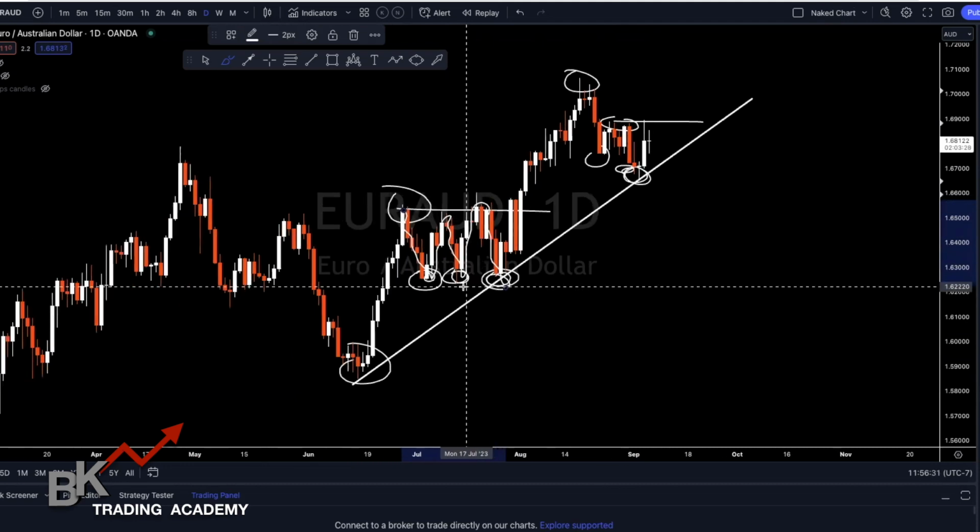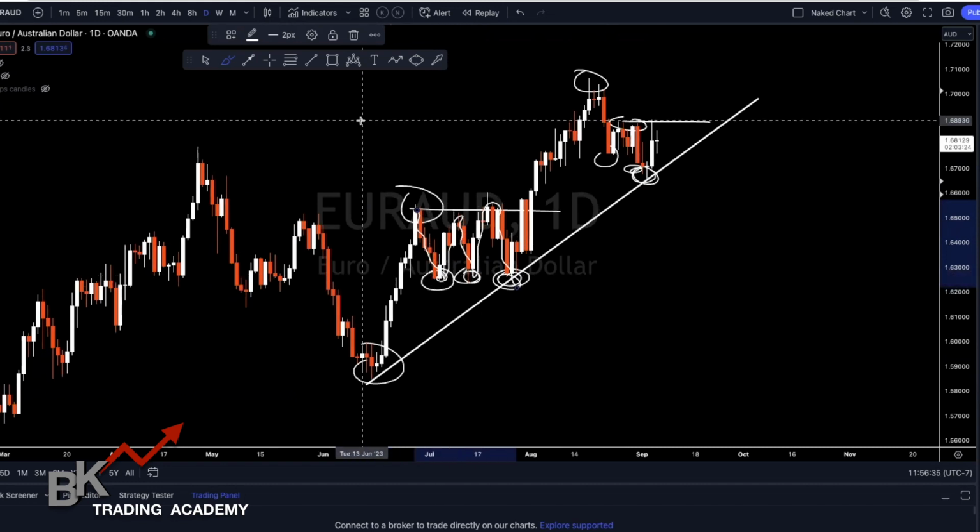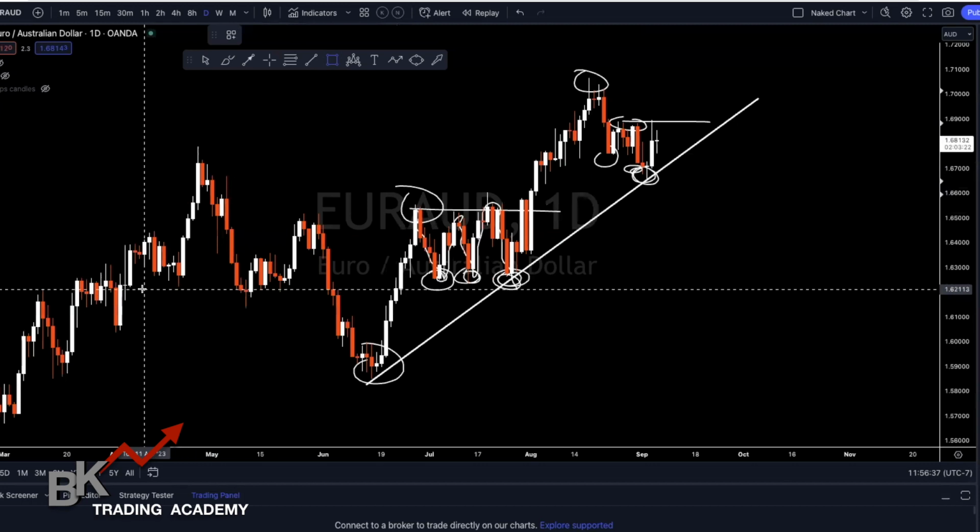Now, preferably when we are buying, we want to make sure that this is a strong area of previous resistance/support.